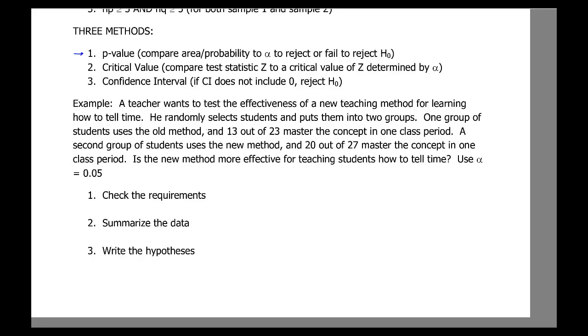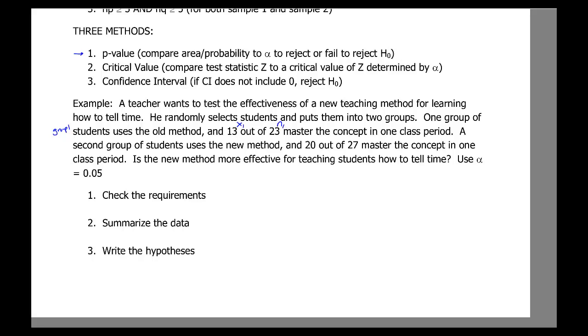So here's our example. We're going to test the effectiveness of a new teaching method for learning how to tell time. We're going to have two groups. One group uses the old method, so we'll call that group 1. So 13 out of 23, so 13 is going to be x1 out of 23, which is n1.